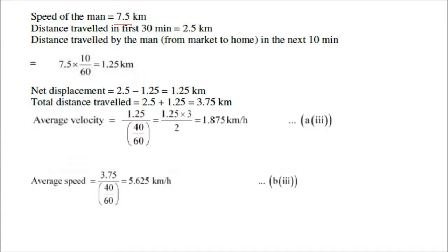Now the speed of the man while returning back is 7.5 km. And distance traveled in the first 30 minutes is what? From here to here, it is 2.5 km. So what is the distance traveled by the man in the next 10 minutes?